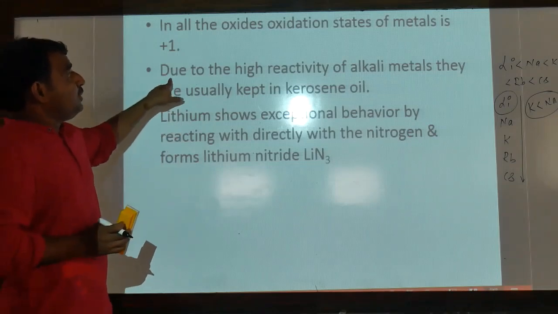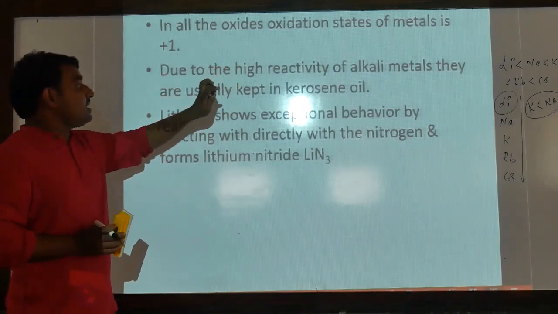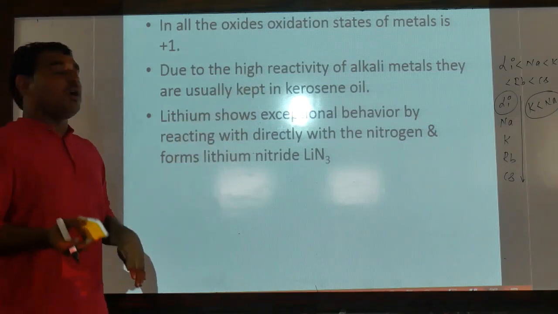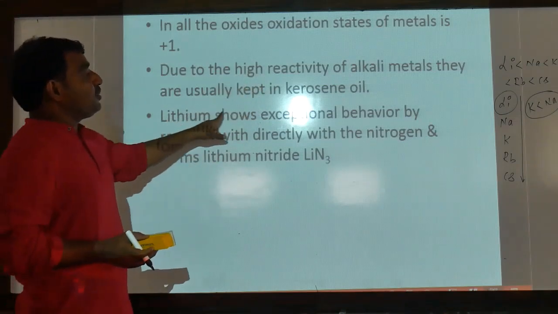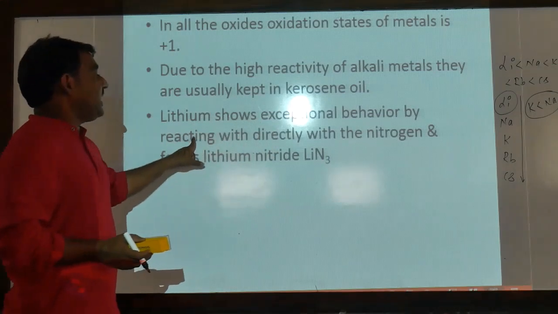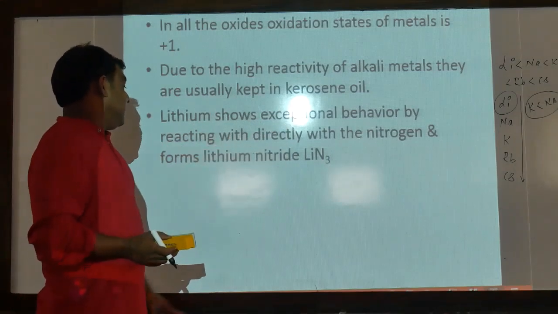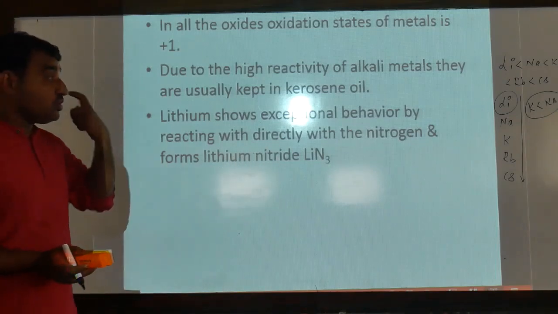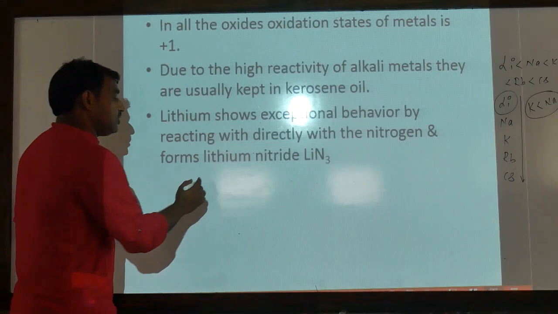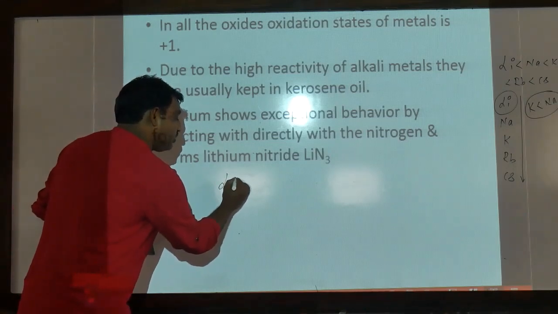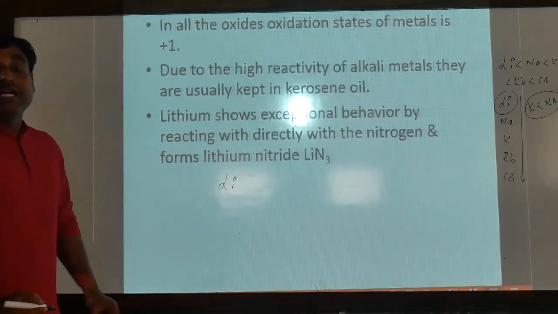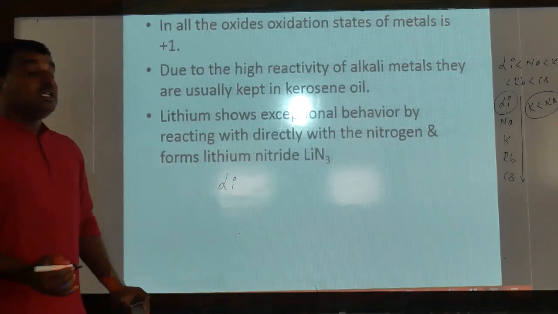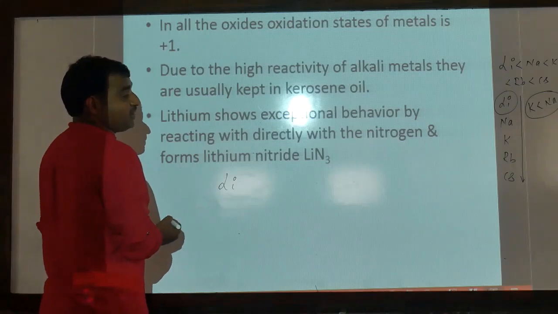So due to the high reactivity of alkali metals, these are usually kept in kerosene oil, or you can take benzene also or ether also. Lithium shows exceptional behavior by reacting directly with nitrogen and forms lithium nitride. This shows a different character. Only lithium reacts with nitrogen; other first group elements do not react with nitrogen. Lithium reacts with nitrogen and forms lithium nitride.